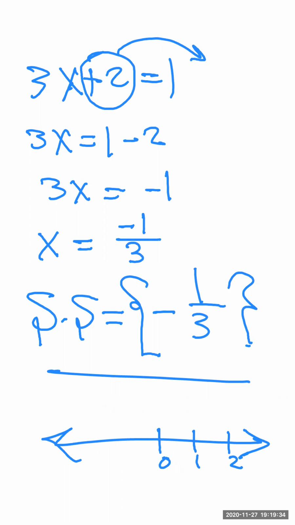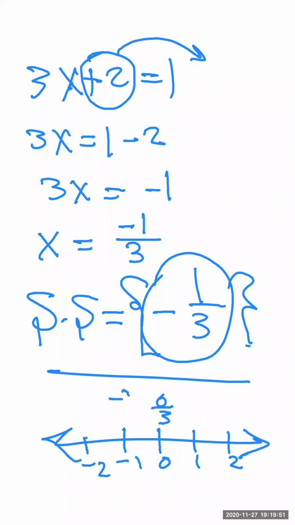This is 1, this one is 2, -1, -2. Okay, how to represent -1/3? Actually, it will be between 0 and -1, right? 0 means 0/3, and -1 means -3/3. So divide the distance between the two points into 3 equal parts. The first one will be -1/3, then the second one will be -2/3, and the third, of course, -3/3. So this is my point, -1/3.